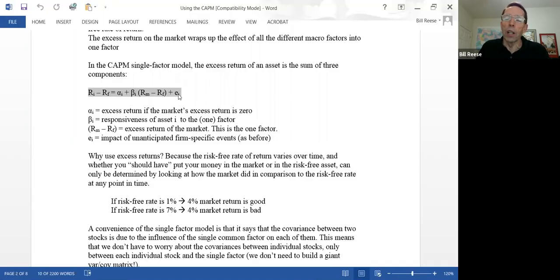So we're not going to do it yet, but we're going to do a regression where our Y variable will be the excess return on the stock. Our X variable is going to be the excess return on the market. We call this a univariate regression because there's only one X variable, which is the excess return on the market.